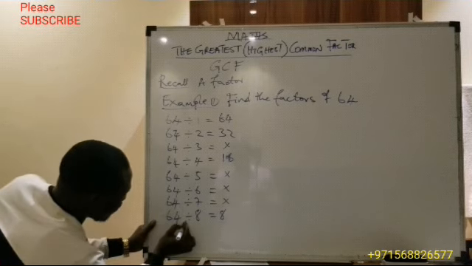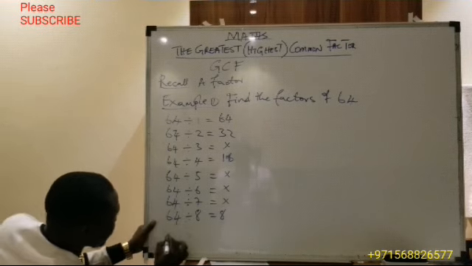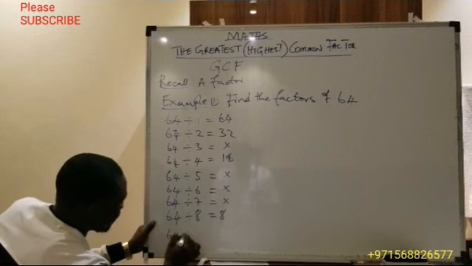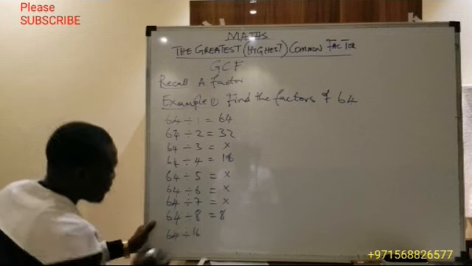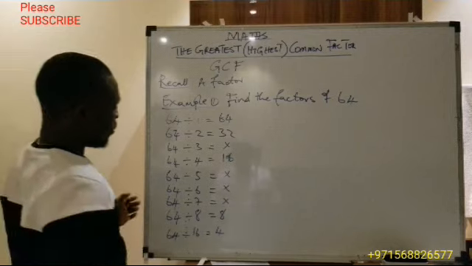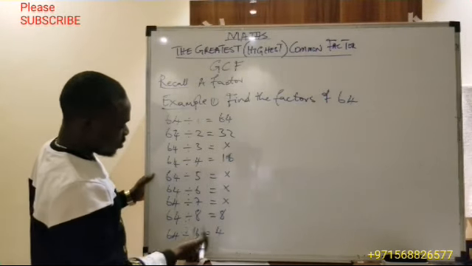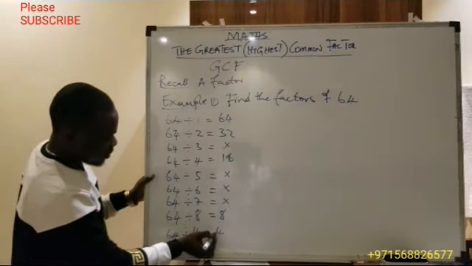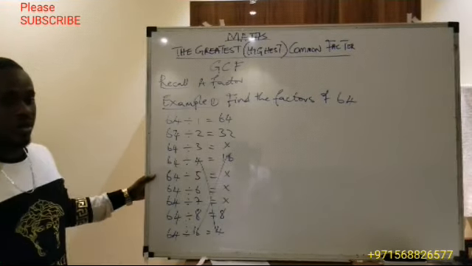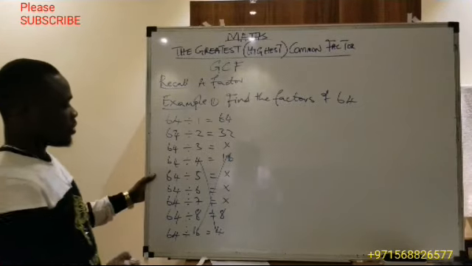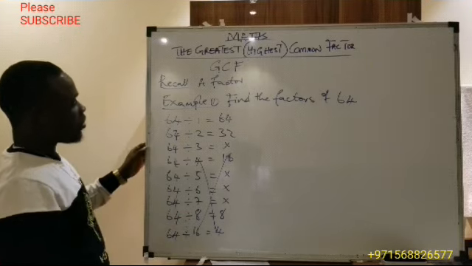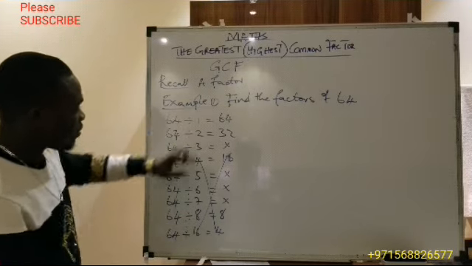So, no number again can divide it until we get to 16. 64 divided by 16 will give us 4. When you look at the numbers, I see that a lot of them have occurred again. Factors have repeated. Therefore, we can now factor out the factors of 64.